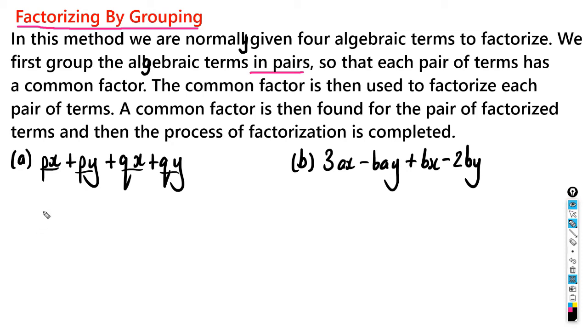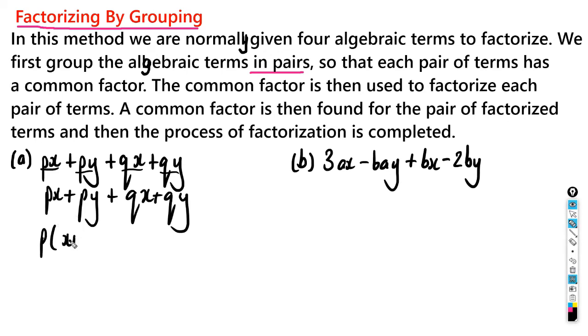Let's group the like terms together. Well, they basically are together already. px plus py plus qx plus qy, right? So all I have to do now is to factor out p, right? I'm going to take the p out of the px and the py, and I'm going to get x plus y. And I'm going to take out the q, a positive q, out of qx plus qy, and I'm going to get x plus y.